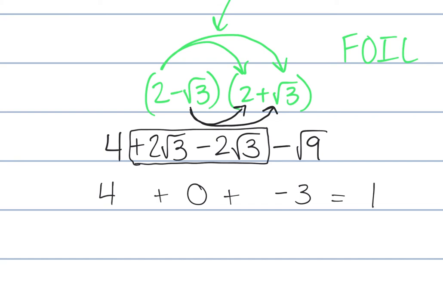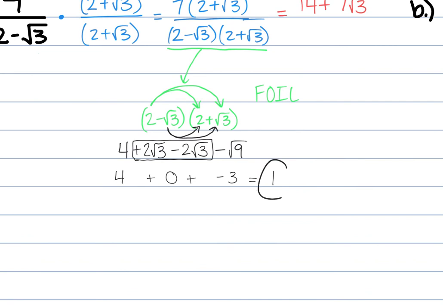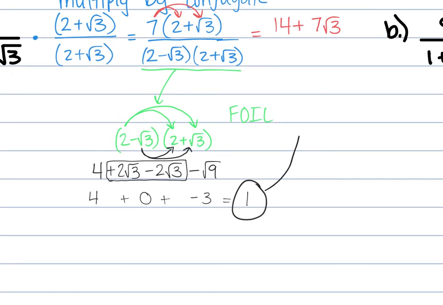So check this out. Our entire denominator changed to 1. So we're going to take that 1, put it up here. So this whole thing is over 1. So what's my final answer? 14 plus 7 times the square root of 3.